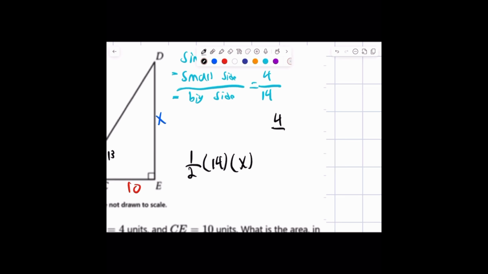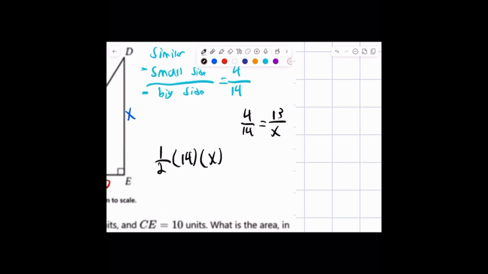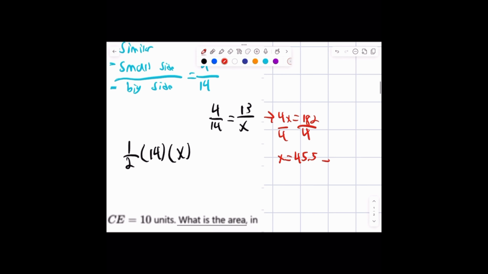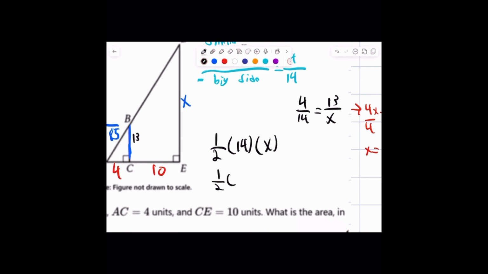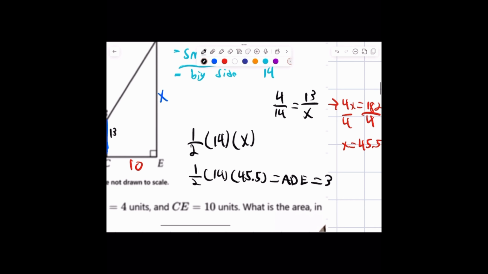So by setting 4 over 14 equal to the smaller side of 13 over x, the bigger side, we cross multiply and we get 4x is equal to 182, and dividing by 4 would give us x is equal to 45.5, which is equal to DE, sorry. So now we have all of our sides that we need. So 1/2, 14, and 45.5 would give you that the area of ADE is equal to 308.5.